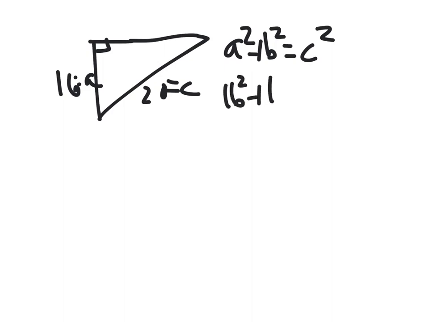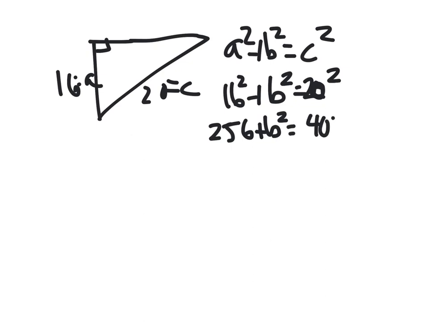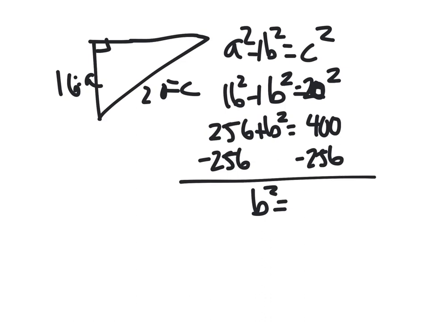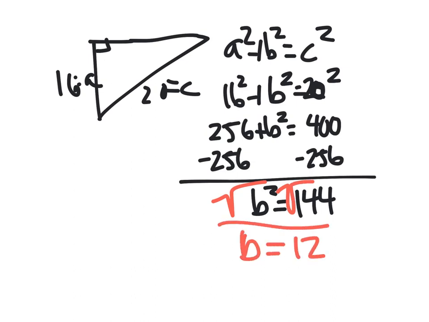So we have 16 squared plus B squared equals C squared. So 16 squared is 256, and C squared, sorry, 20 squared is 400. So 256 plus B squared equals 400. Minus 256 from both sides. B squared equals 144. Okay, square root both sides. And B, my missing leg, is the square root of 144, which is 12.